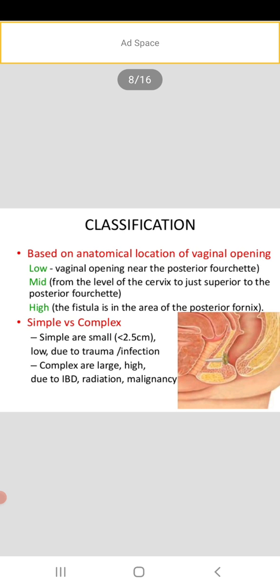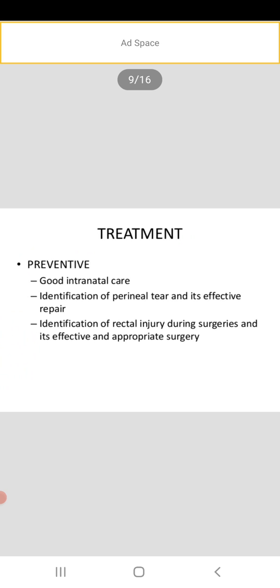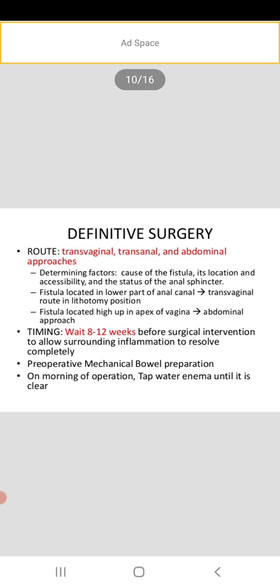radiation, or malignancy. Treatment: preventive, with good intranatal care, identification of perineal tear and effective repair, and identification of rectal injury during surgeries. Definitive surgery routes are transvaginal, transanal and abdominal approaches, determined by the factors: the cause of the fistula, its location and accessibility, and the status of the anal sphincter.